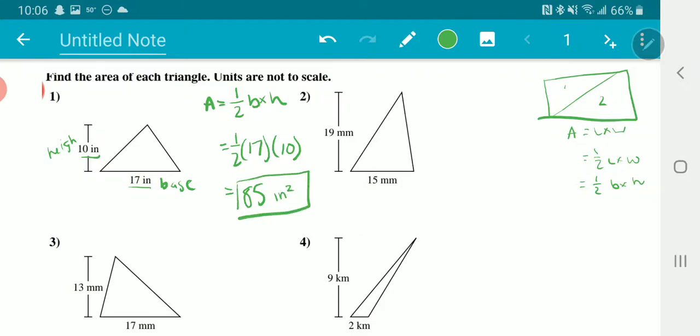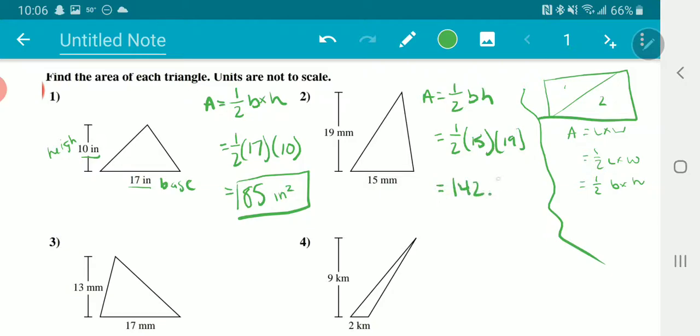For number 2, again, same thing. Area is going to equal 1/2 base times height. So it's going to be 1/2 times 15 times 19. I'm just going to separate that off from the side. So 1/2 times 15 times 19 is going to give me an area of 142.5 millimeters squared.